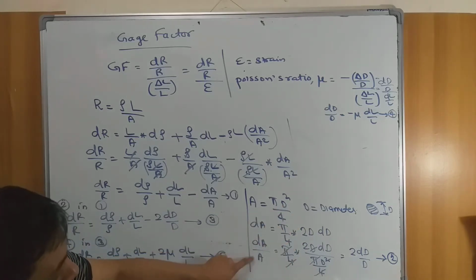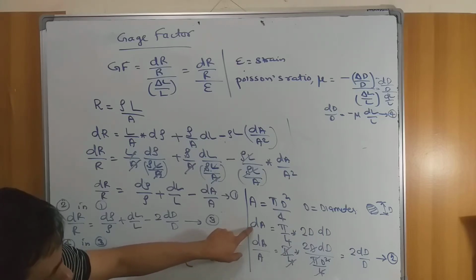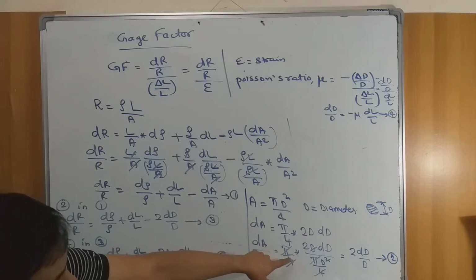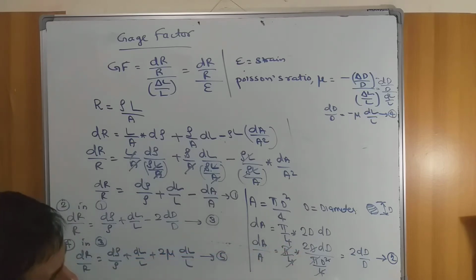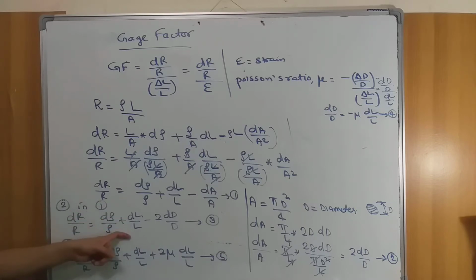So for dA by A, we have to divide this particular equation by A: pi by 4 into 2d dd, over pi by 4 d square. If you simplify, you will get 2 into dd by d. So if you substitute that value here, dR by R is equal to d rho by rho plus dL by L minus 2 into dd by d.